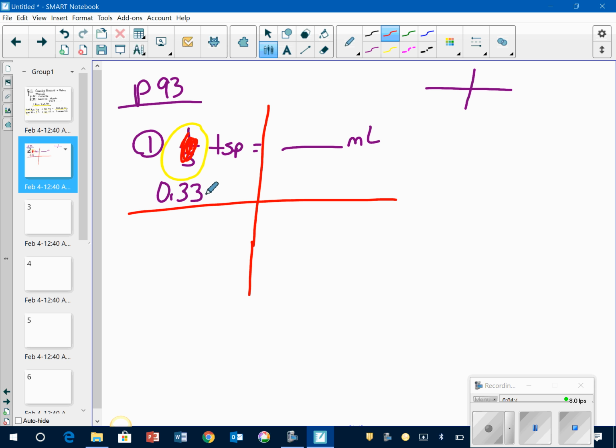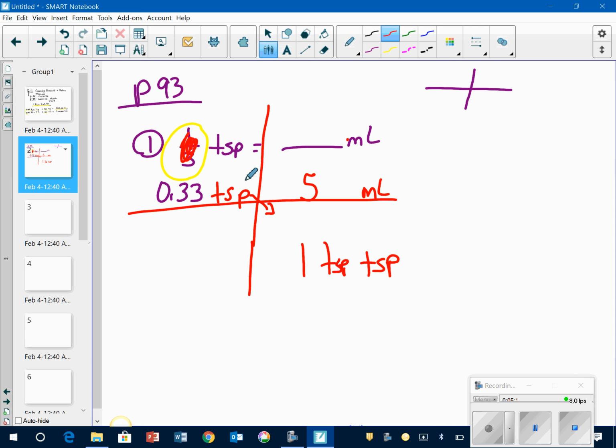This tells you that we have 0.33 teaspoons, and we're wanting milliliters because it's already over here. If you have teaspoons in this corner, you have to have teaspoons down here. Then we look at our chart that we just memorized and see how many milliliters equal how many teaspoons. So we know that 5 milliliters is equal to 1 teaspoon, and I'm getting that information from the table in your book.